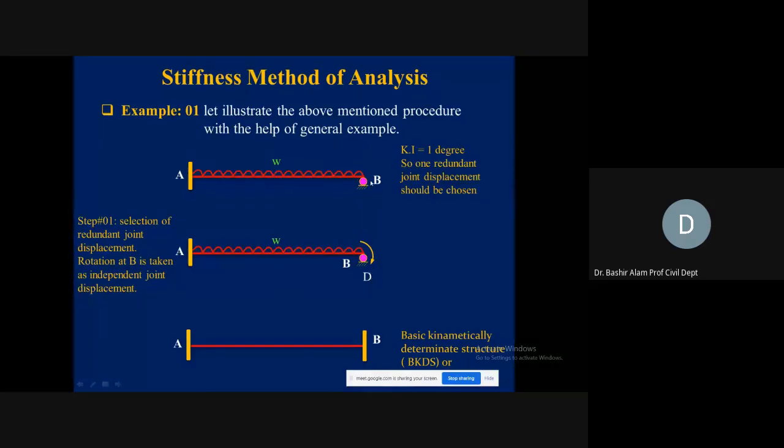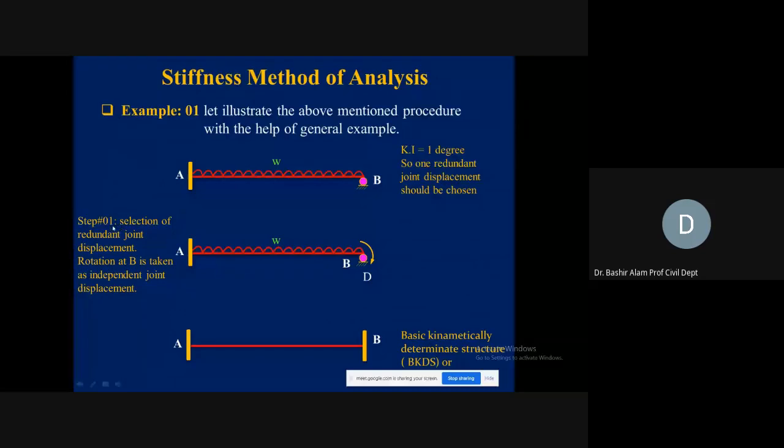The translation in the horizontal direction at B we are ignoring. Why? Because we take the axial effect in this member as equal to 0. It is not going to be compressed or elongated because of these forces. That is negligible. If you take that also, then it becomes 2 degrees indeterminate.